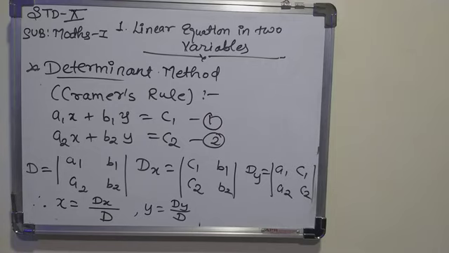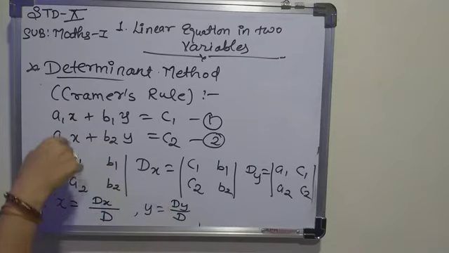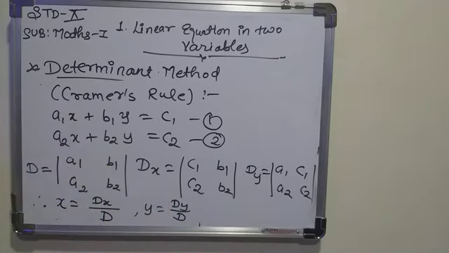So basically what we are doing here, in the determinant D, we are removing the constants and just writing the coefficients of the x and y variables, and in the next we are omitting the x variable, that is your a1, a2, and at the place of a1, a2 we are writing c1 and c2. And similarly we are doing in Dy, we are replacing b1, b2 by c1, c2. And for x, we are writing the formula Dx upon D, and for y we are writing Dy upon D. Clear? I hope you all understand this much.